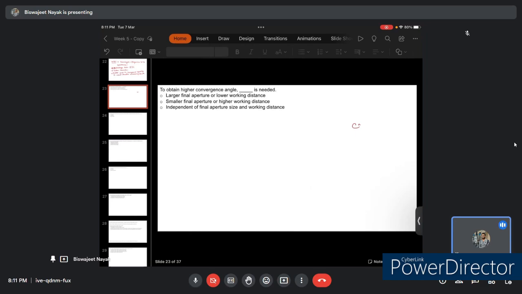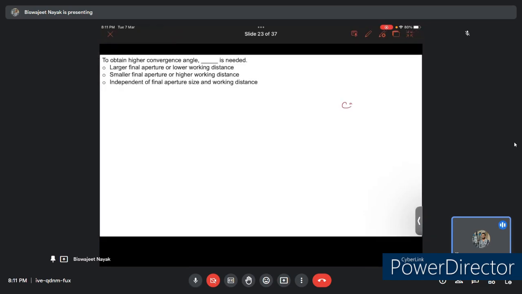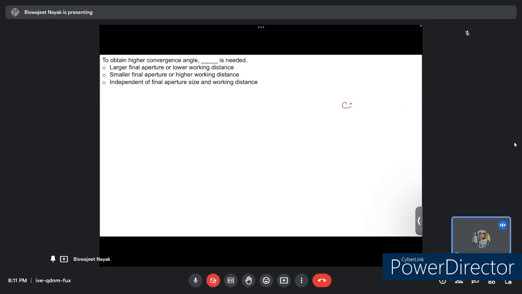Next, coming to the questions: to obtain higher convergence angle, we need a larger aperture or a lower working distance, because if we have a high working distance, then the convergence angle becomes lower, and as a result the probe size increases and we don't get a better result. So for higher convergence angle we need a lower working distance and a larger final aperture size.